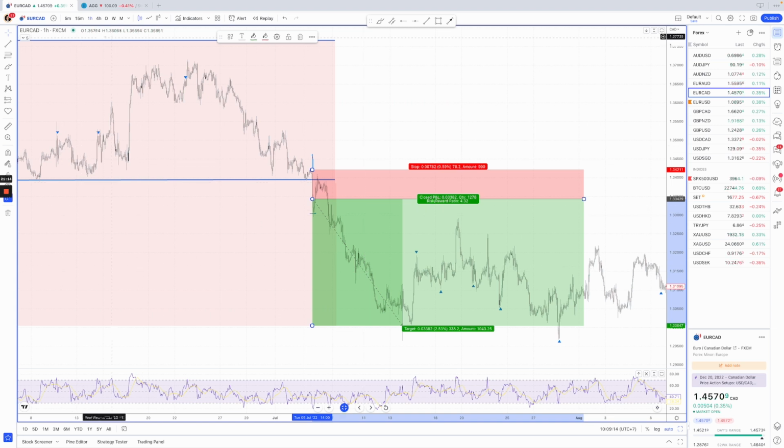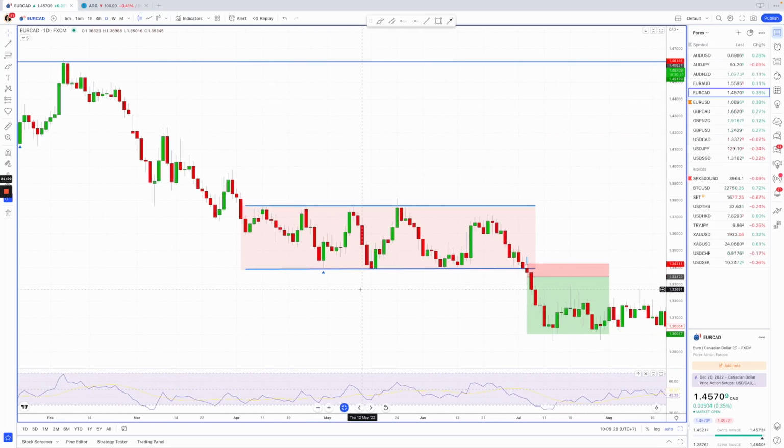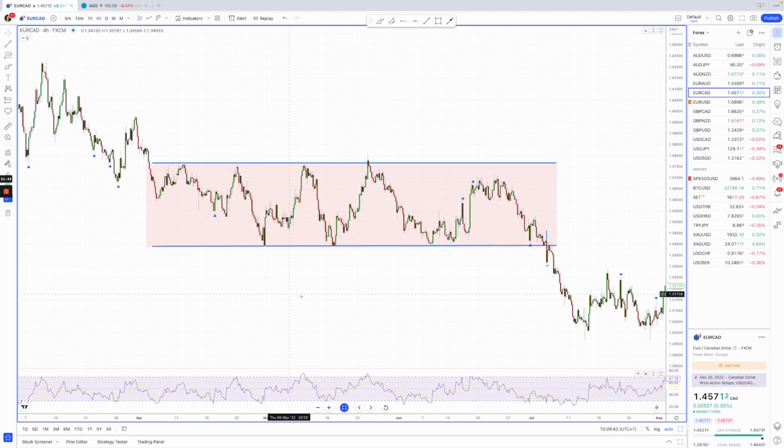Now, I want to address quickly here why this works out so well. Let's imagine you were to trade this range here. You're someone who trades maybe a lower time frame, maybe on the 1 hour chart. Let's go on the 1 hour chart, or the 4 hour chart, sorry. Let's go back here.